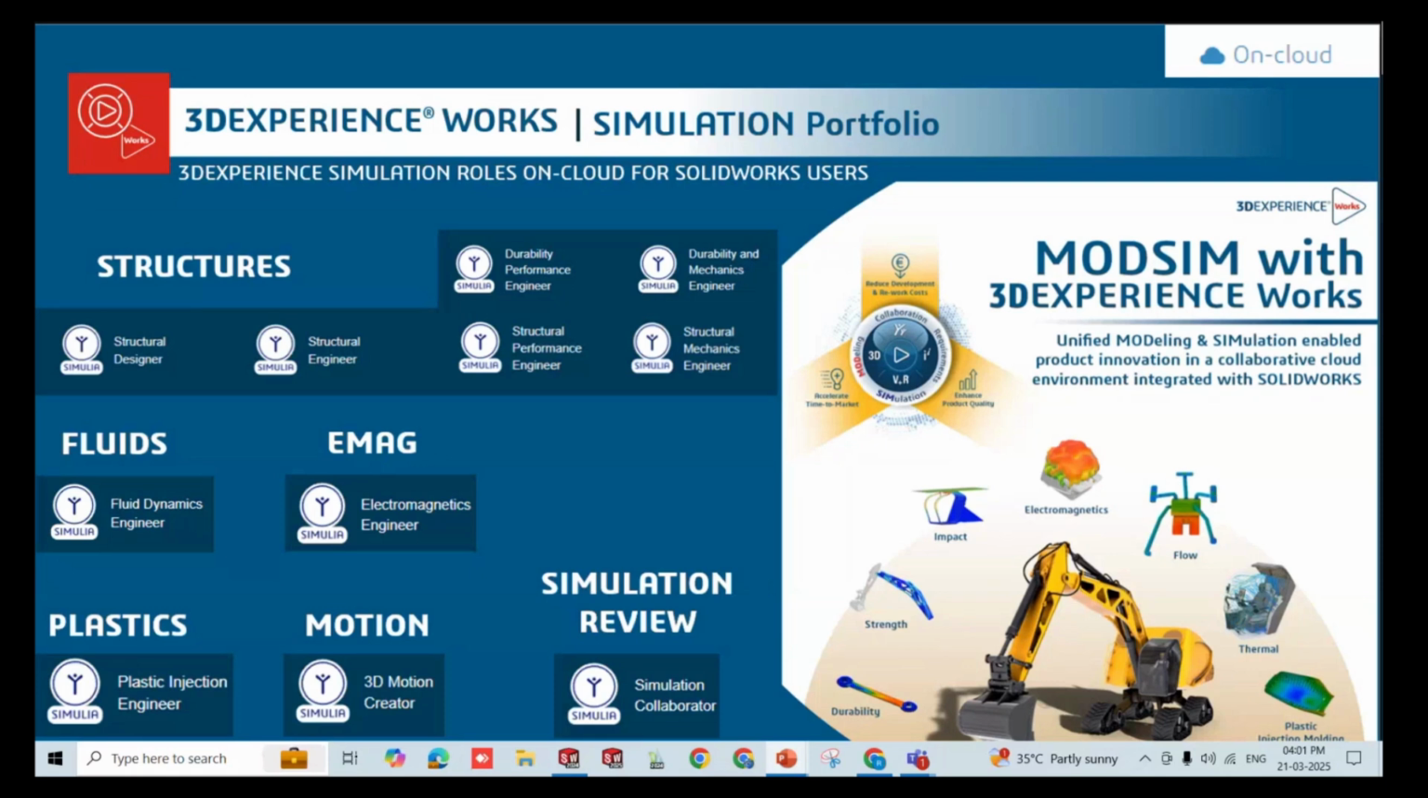Coming to the roles which we are offering in 3D Experience, we have structural designer, structural engineer, structural performance engineer, durability performance engineer, structural mechanics engineer, and durability and mechanics engineer. We will see what the capabilities are in the coming slides. We also have fluid dynamics engineer and electromagnetics engineer. In plastics, we have plastic injection engineer. In motion, we have 3D motion creator. And for simulation review, we have simulation collaborator.